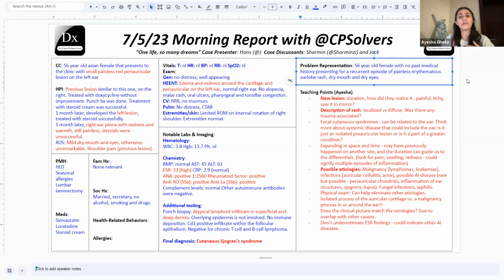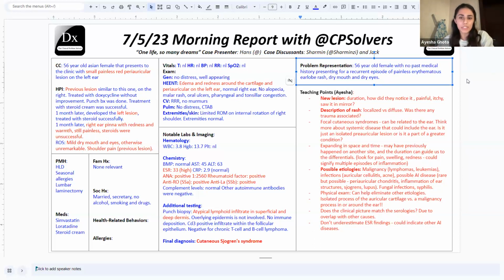Is it localized or is it diffuse? Was there any trauma associated with it previously that they might have not noticed? And you have to think about a lot of systemic diseases that could also include the ear, or it could be an isolated periauricular lesion. Is it an isolated lesion, or is it part of a greater condition, and this is just a small part of it?